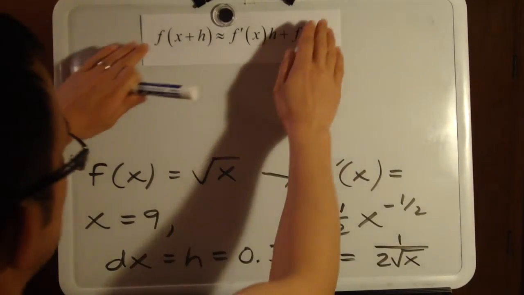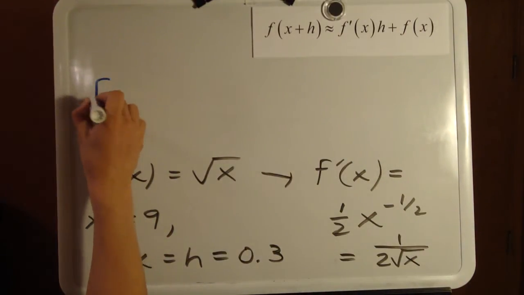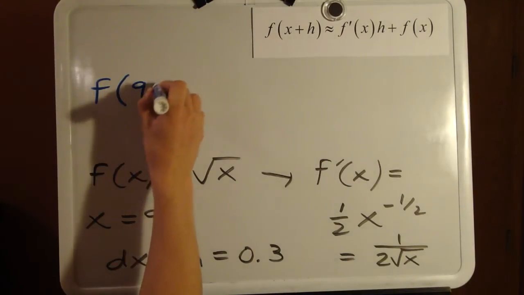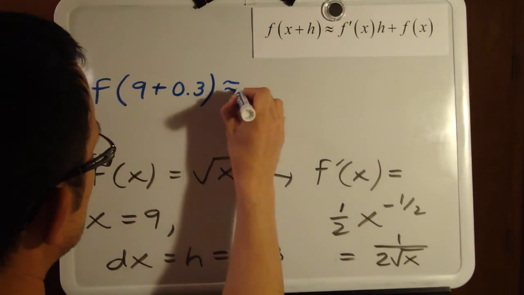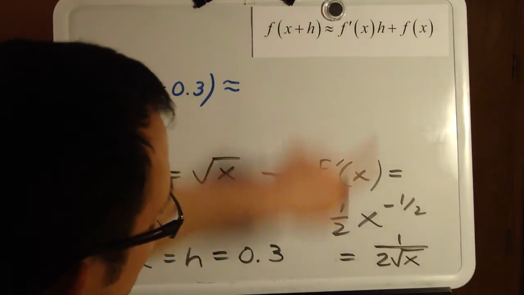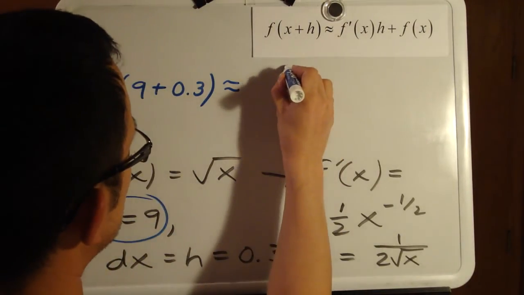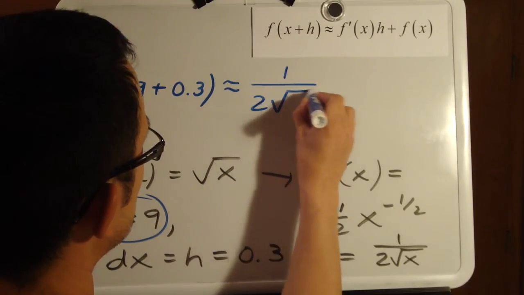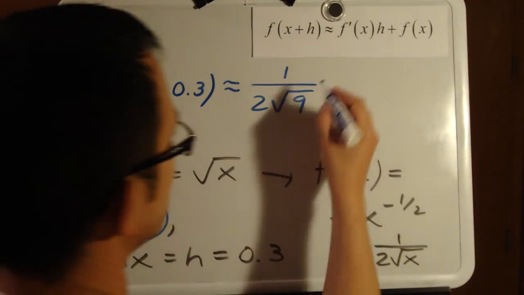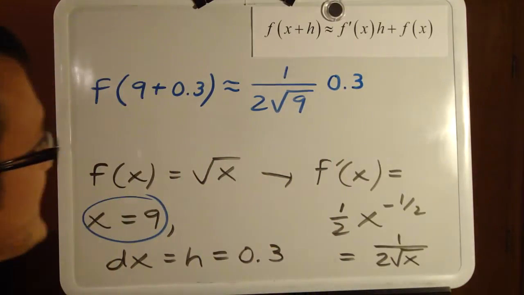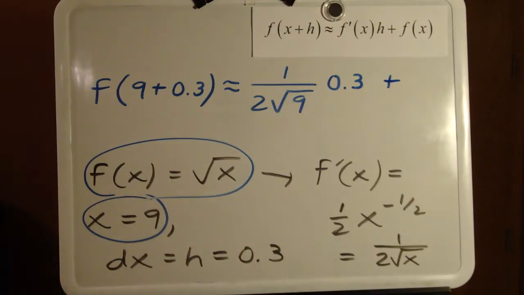Alright, so let's see what this looks like. I'll move this here. So we're going to calculate it. Now we're going to do f of 9 plus 0.3. This here is going to be approximately equal to the derivative, which is right here, but it's calculated at x, and x is 9. So I'm going to write down the derivative, 1 over 2 root 9. I'm borrowing from that formula. And then we have the h, which is 3/10, so this is 0.3. And then what we're going to add to that is f of x, and x is 9.